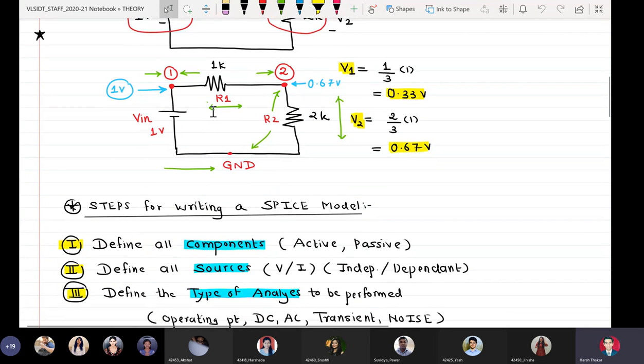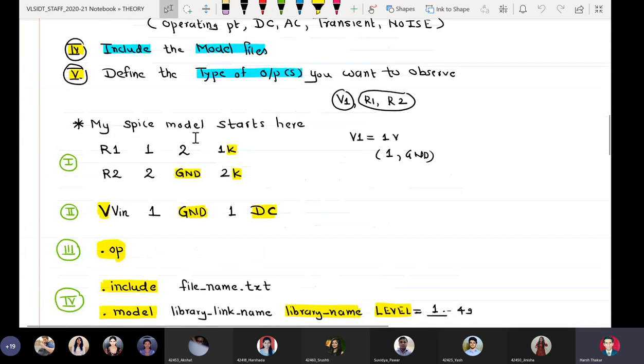So R1 was defined as R1 space 1 space 2 space 1k. R2 was defined as R2 space 2 space GND 2k. Similarly, the source Vin was defined as Vin space 1 space GND space 1. Okay, so this is how it was defined.